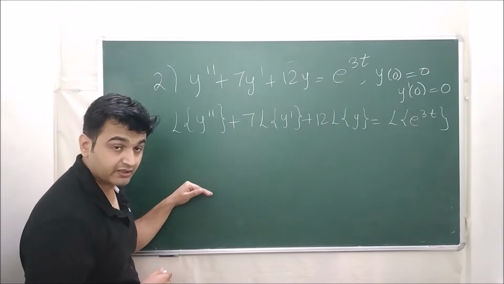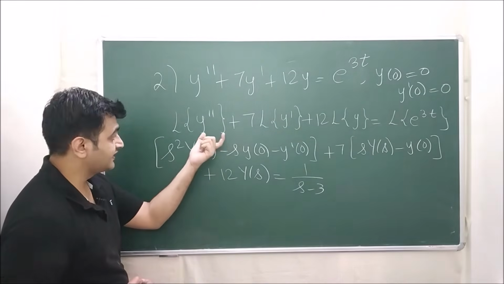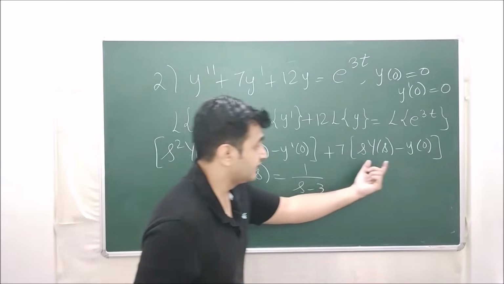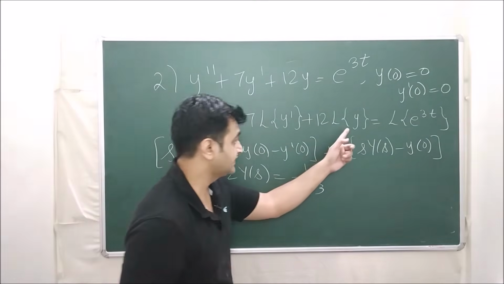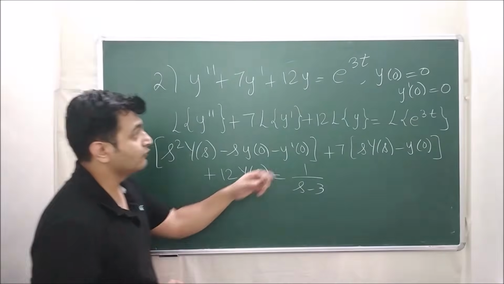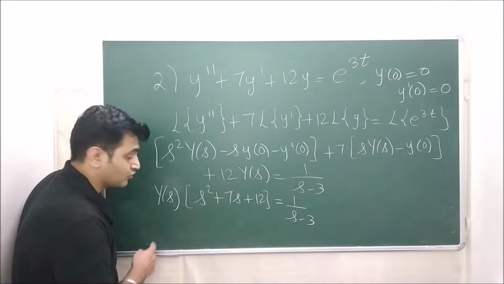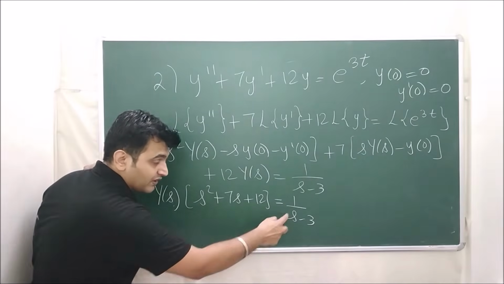Now you apply your theorem. So after applying the theorem, what do we get? The first three terms are for the Laplace of y double dash. These two terms are for the Laplace of y dash, and this is my Laplace of y, equal to 1 upon s minus 3. Now we put the initial condition here itself. So this is 0, this is 0, this is 0. So we have Y of s into this quantity equal to 1 upon s minus 3.